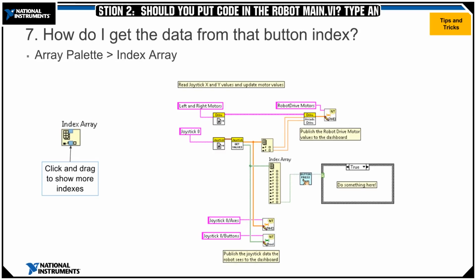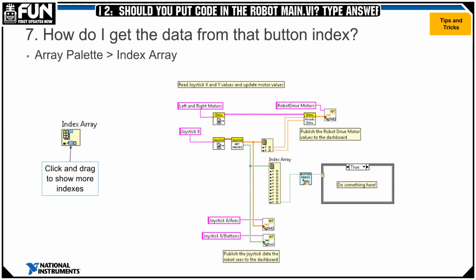Now, you might be asking, what would I want to do with this information? Well, if we look at tip or trick number 7, how do I get the data from that button index? This is going to bring back that index array block I talked about earlier. That is located on the array palette in the block diagram. It looks like the block on the left when you first drop it down, and it has one input for the index on the left, and it'll output the relevant spot in your array on the right.